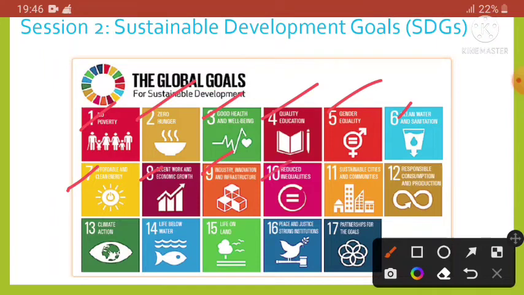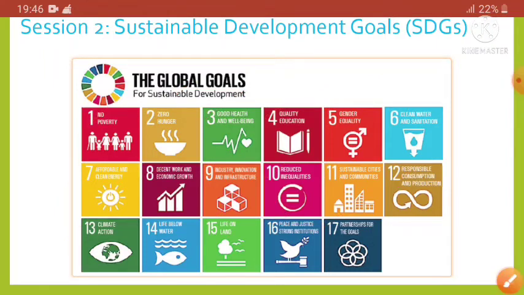Number 10, reduced inequalities. Number 11, sustainable cities and communities. Number 12, responsible consumption and production. Number 13, climate action. Number 14, life below water. Number 15, life on land. Number 16, peace and justice, strong institutions. Number 17, partnerships for the goals. So we have all the 17 goals here.